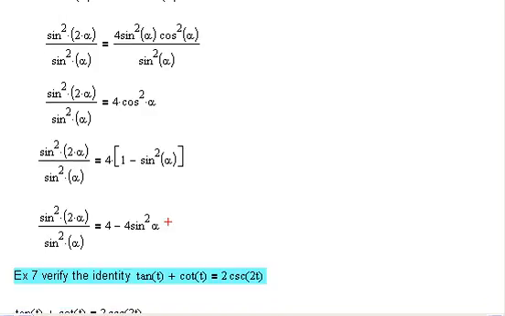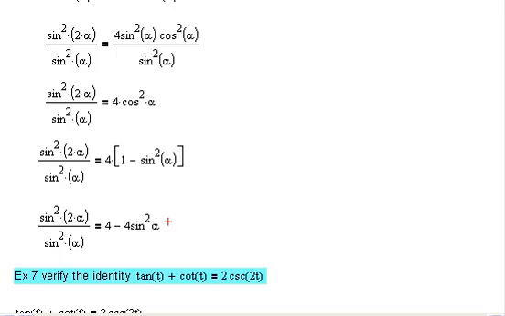Here's another one. Verify the identity: tangent t plus cotangent t equals 2 cosecant 2t. You might pause for a second to see how you think you would start that one out. If you can get past the starting point, I think the rest is fairly easy, although it does have one little sneaky twist in it, at least the way I did it. I worked with the right-hand side.